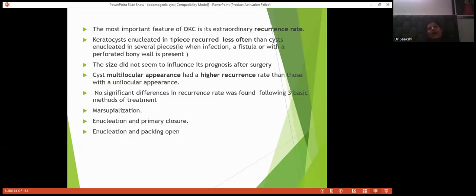OKC is the cyst which has the highest recurrence rate. The keratocyst enucleated in one piece recurs less often than the cyst enucleated in several pieces. The size does not seem to influence its prognosis after surgery. Now, no significant differences in recurrence rates was found because of the following three methods. हम लोग इसका ट्रीटमेंट में क्या करते हैं? Marsupialization, then we go for the enucleation with primary closure. Third is the enucleation with packing open.